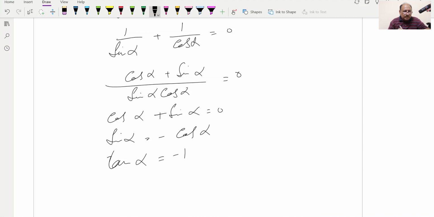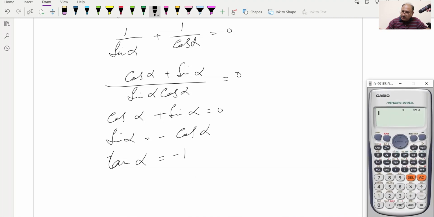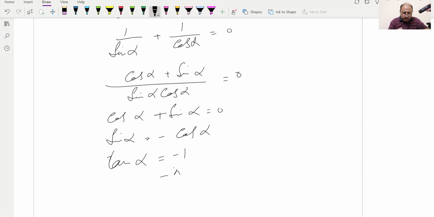So tan alpha equals minus 1 for what values? If we check in radian mode, shift mode, radian will be 4, so it will be tan inverse, shift tan of minus 1 is equal to minus pi by 4. So this will be minus pi by 4, and we can add, basically it will be varying by pi. So if we draw the angle, it will be minus pi by 4.